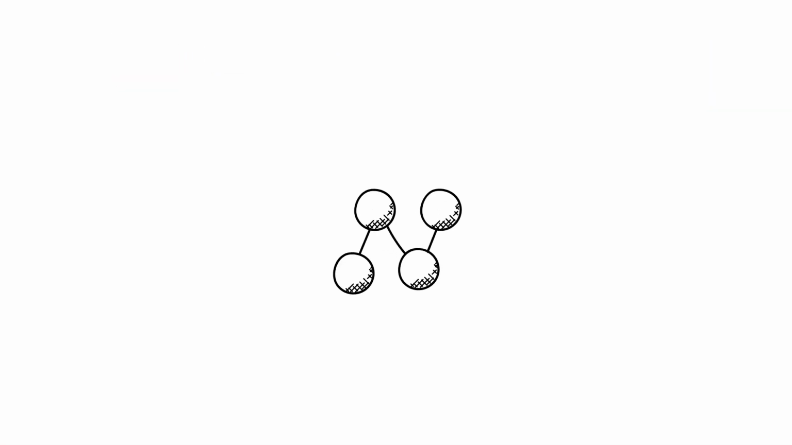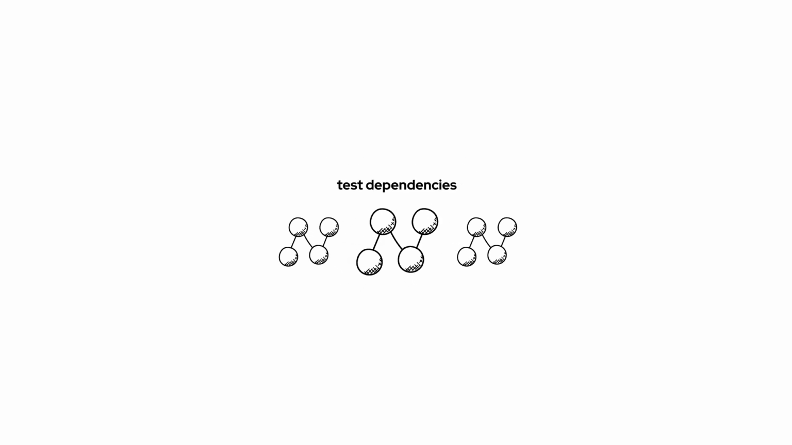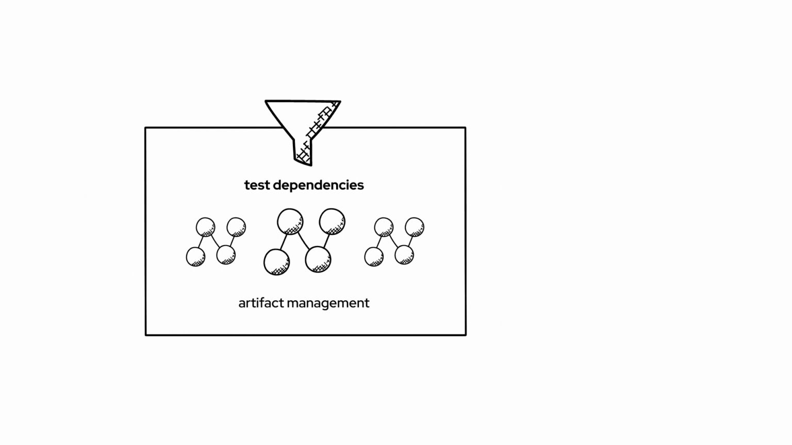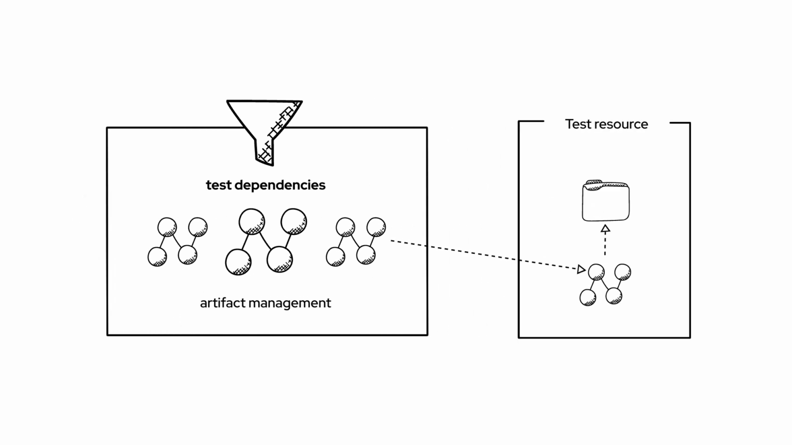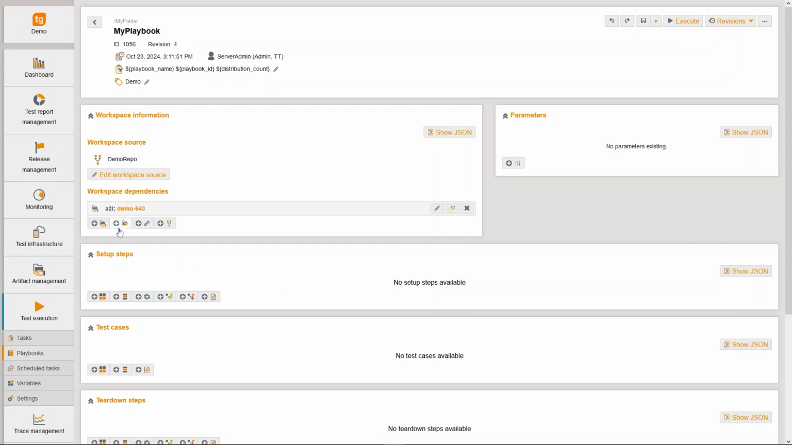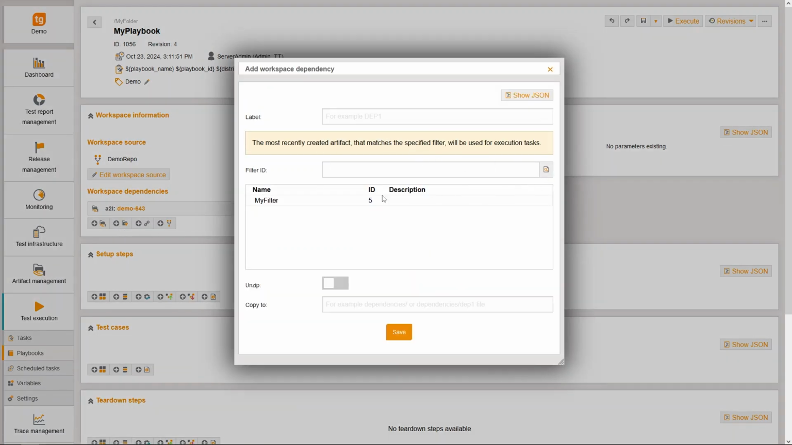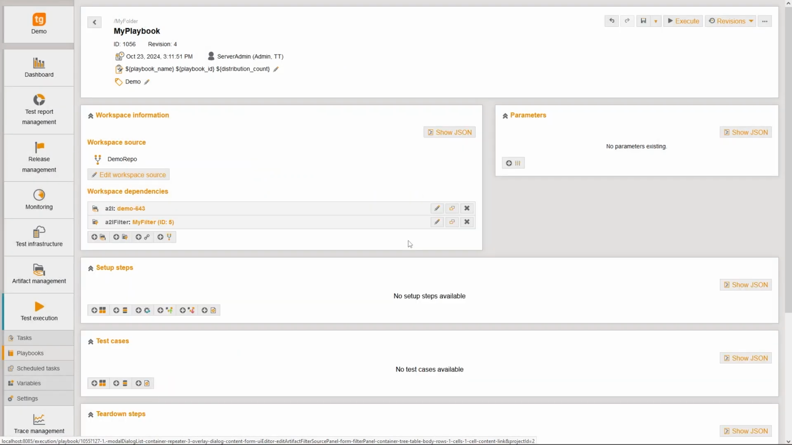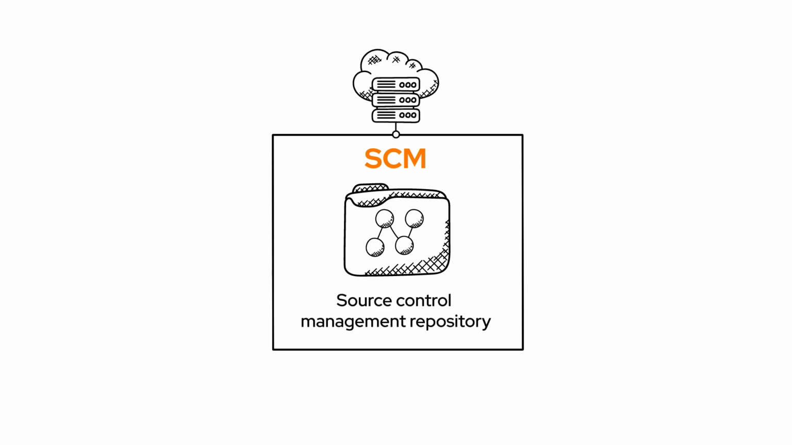Artifact filter means that a test dependency is the most current artifact in the test.guide artifact management which matches a given stored artifact filter. Also just like the artifact filter test source. If the SCM type is specified, the test dependency is stored in a Git or Subversion repository. This is also the same as in the SCM test source.